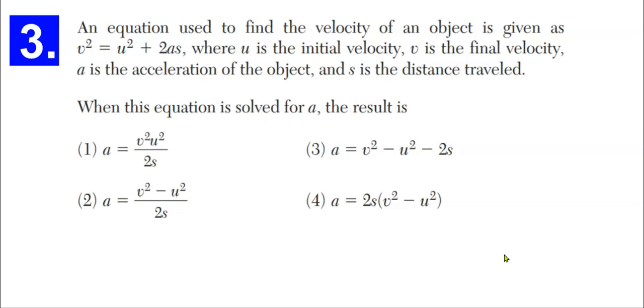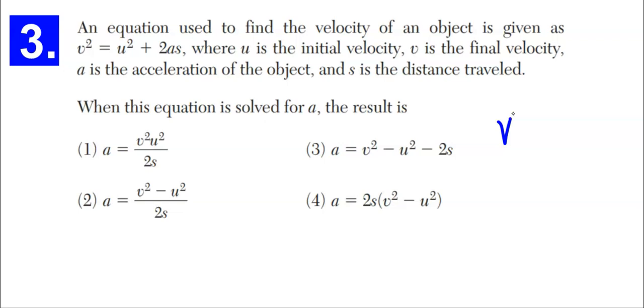Number 3. This equation is used to find the velocity of an object as given as v squared equals u squared plus 2as, where u is the initial velocity and v is the final velocity. The good news is you don't even have to understand what this problem is talking about as long as you know what the question is. When the equation is solved for a, that's it. You don't need to know that it's about velocity and acceleration and all those things. You want to isolate the letter a.